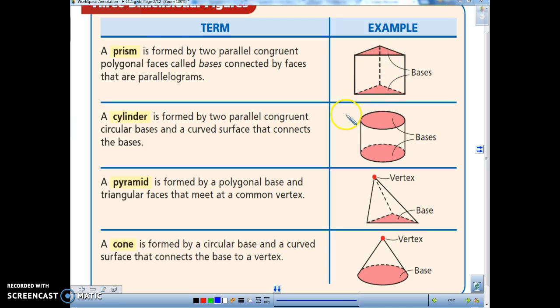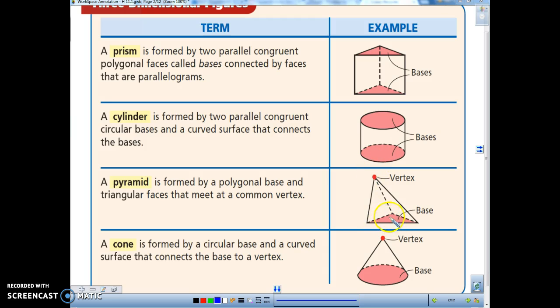A cylinder is like a special type of prism. It's not a prism because it is formed by circles. So the bases of a cylinder have to be circular. The definition of a prism is that they have to be polygons. So a circle is not a polygon.